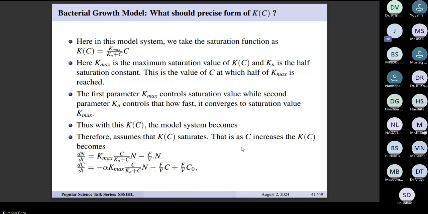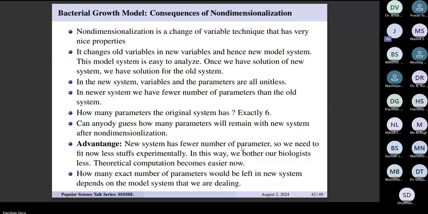So with this idea, if we modify our model, then our model will be this. With this model, we now ask whether it is dimensionally homogeneous or not. How many parameters does this model have? This model has 6 parameters. So we are going to get a new model by scaling the system. As I told you already, non-dimensionalization is a change of variable technique that has very nice properties. It is going to reduce the number of parameters and make everything in the equation unitless. So we are going to introduce some new variables, and in terms of the new variables we will have the new model system.